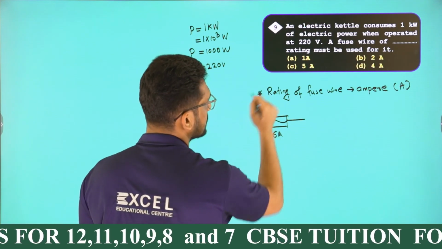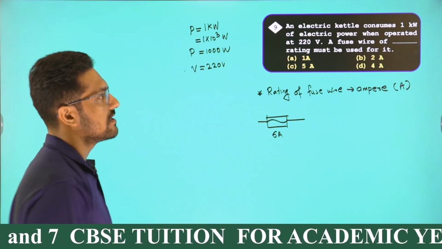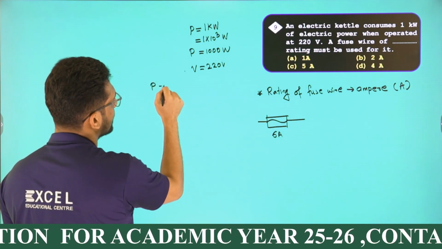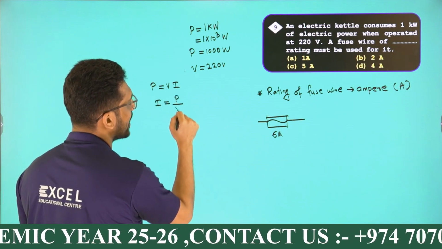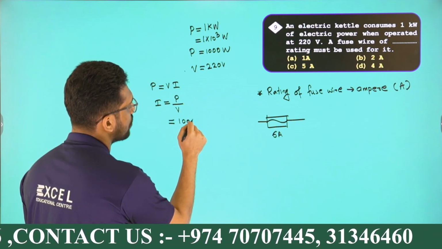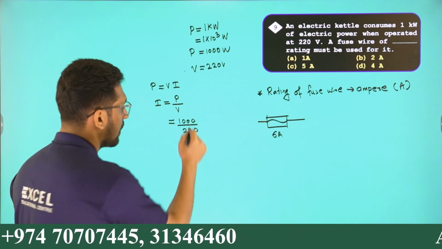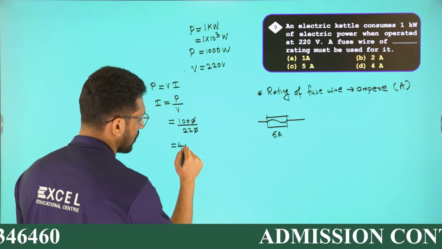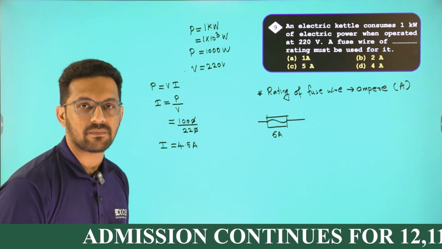So, the rating of a fuse will be given in ampere. That means you need to find the current here if you want the rating of the fuse. What is the current? Power is equal to voltage into current. Then current is equal to power divided by voltage. Right? What is power? Power is 1000 watt divided by voltage, 220 volt. Cut the 0, 100 divided by 22. You will get 4.5. So the current used by this kettle is 4.5 ampere.